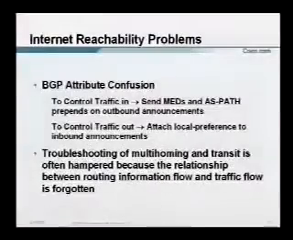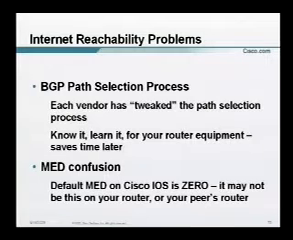If you remember that when troubleshooting, it makes troubleshooting of multi-homing and transit and so forth so much easier. As I've said in many words here, multi-homing and transit troubleshooting is often hampered because the relationship between routing information flow and traffic flow is forgotten. I'm laboring the point because people forget this far too often. Path selection process I've kind of talked about before. Each vendor has tweaked the path selection process. You really have to learn what it is for your equipment. If you're using multi-vendor, try and make it reasonably consistent amongst all the routers you use.